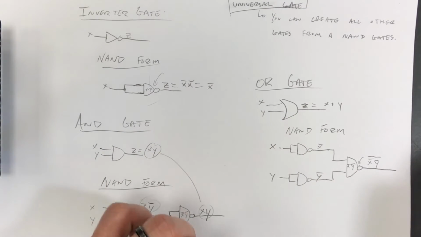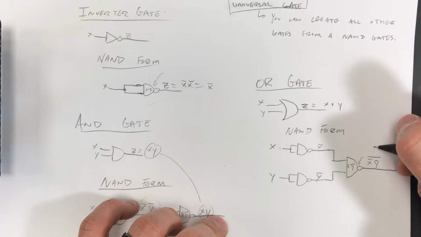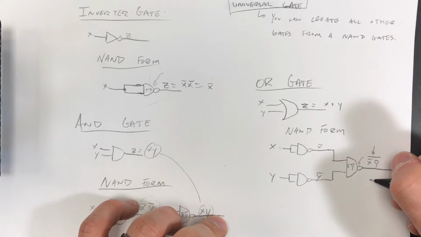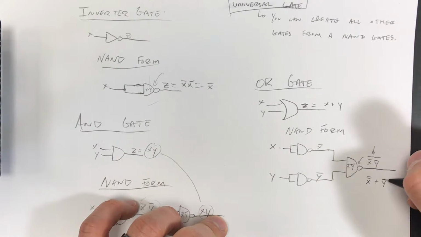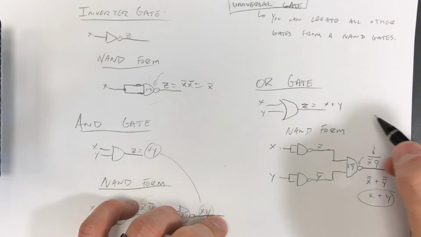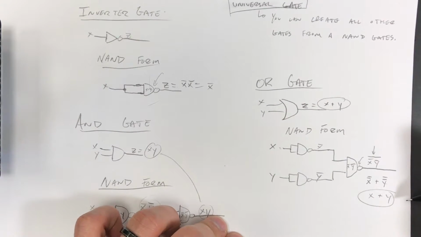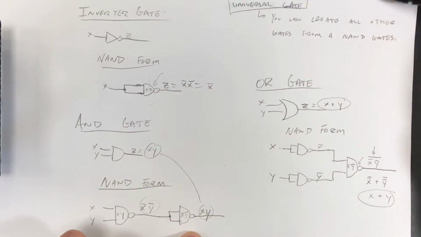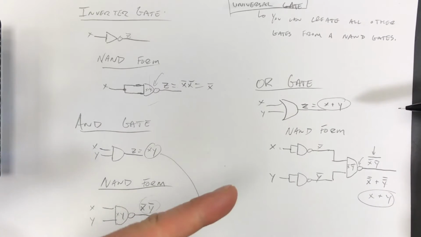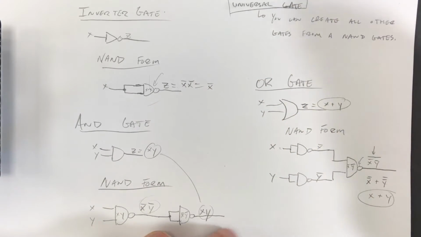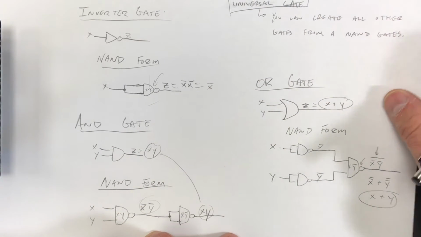Now according to De Morgan's theorem, we can split the line and change the sign. So De Morgan's theorem says we split the line and we change the sign, and we get X double naught or Y double naught, X or Y. And that is how we make these gates from NAND gates. The NAND gate, again, is a universal gate. That means we can create all other gates, the AND gate, the OR gate, and the inverter gate, all from a NAND gate. And again, a NAND gate is a not AND gate.